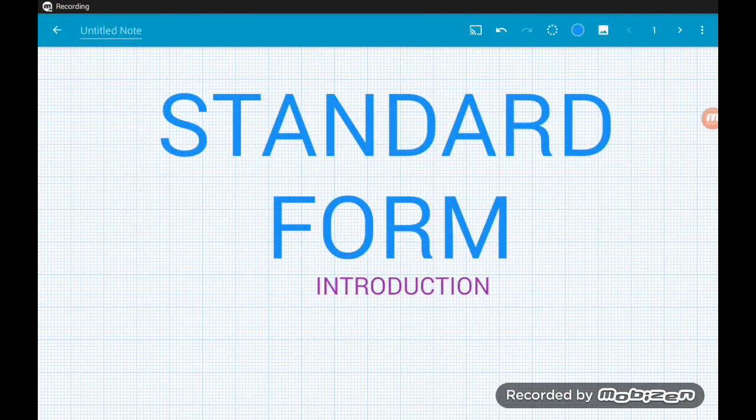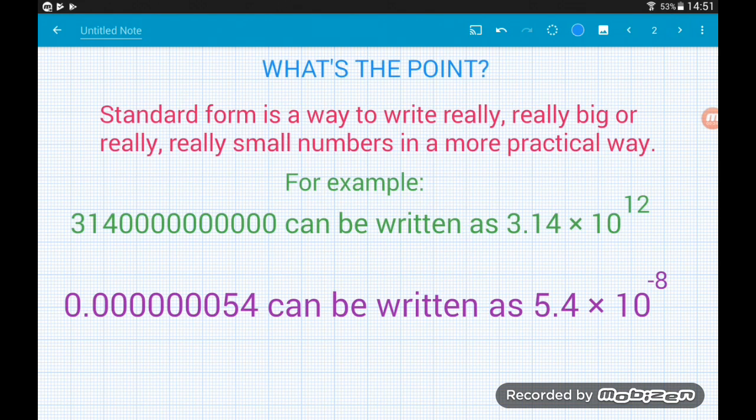Hey guys, in this video our adventure with standard form is going to begin. So this is a tiny little introduction. We're going to go over quickly what the point is in standard form, the rules of standard form, and then at the end we're going to have a look through a few multiple choice questions identifying numbers written in standard form. Okay, so first of all, what's the point in standard form?